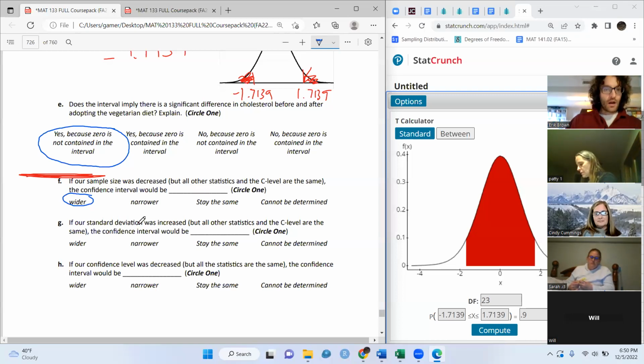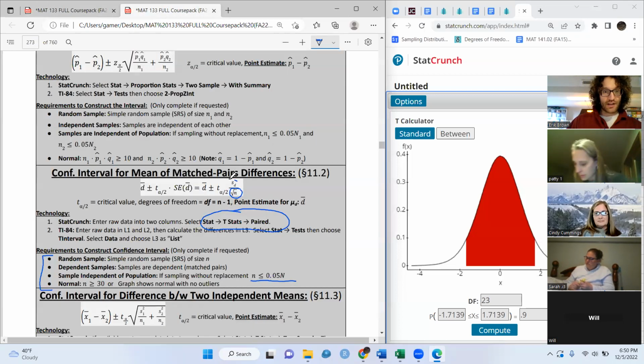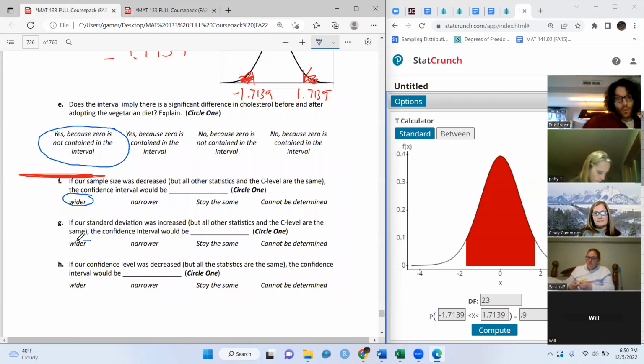All right, what if we mess with our standard deviation? So if we increase that, that's a numerator value. So again, what happens if we have a larger standard deviation, that means our standard error piece is going to get bigger, which is a part of the margin of error. This entire piece here is E. So that means we're going to again get a wider confidence interval if we increase the standard deviation.